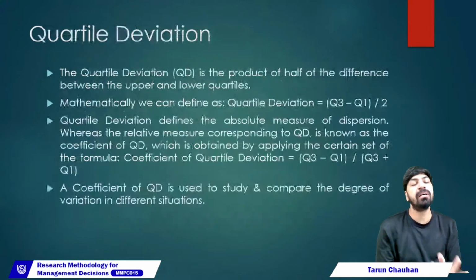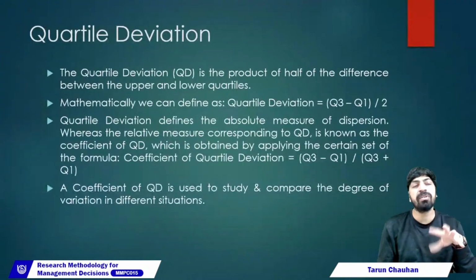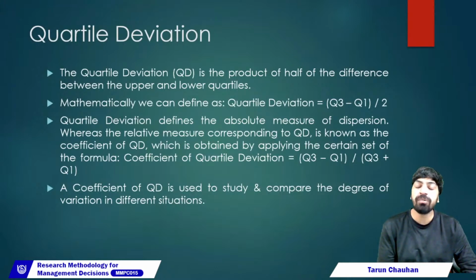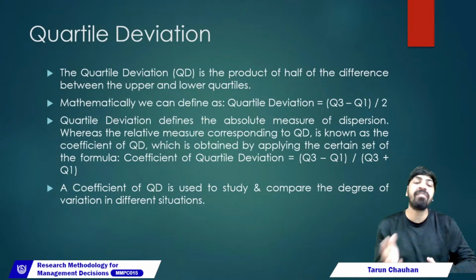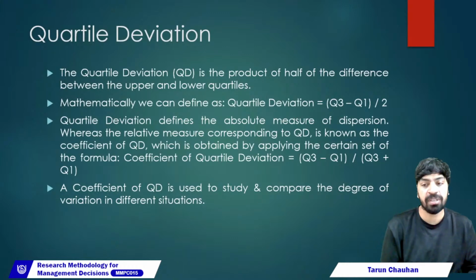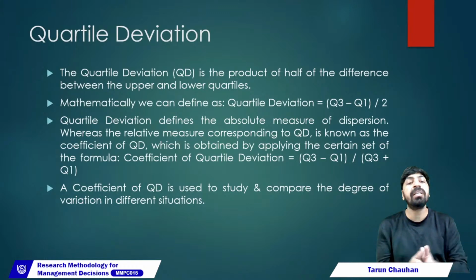Quartile deviation is half of the difference between the upper and lower quartile. The upper quartile is Q3 and the lower quartile is Q1. It is also one of the absolute measures of dispersion. The coefficient of quartile deviation is calculated as Q3 minus Q1 divided by Q3 plus Q1. So once you subtract the two quartiles, then add the two quartiles and divide, it is called the coefficient of quartile deviation. It is also used to study and compare the degree of variation in different situations.